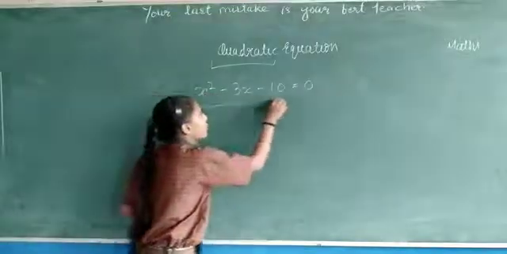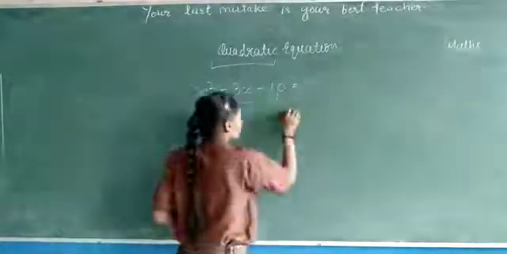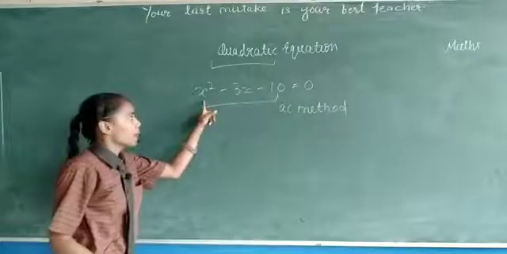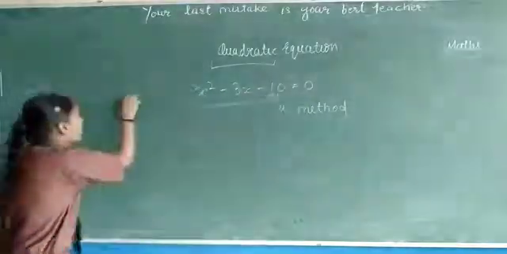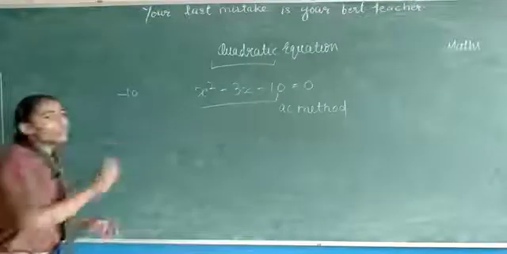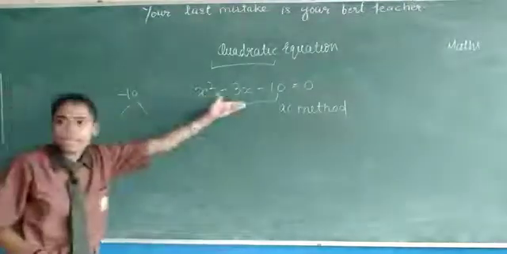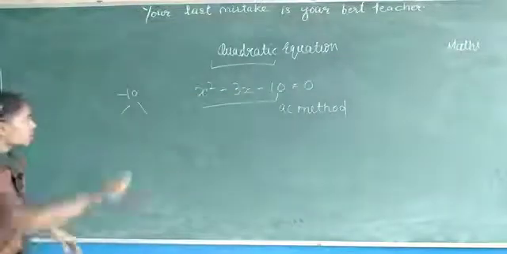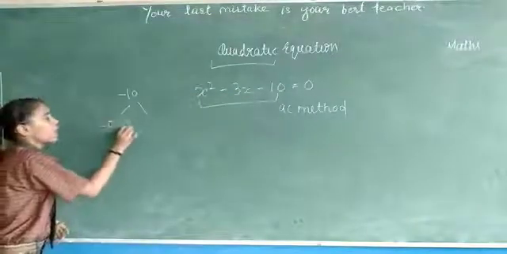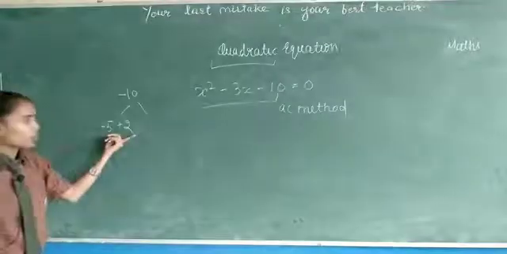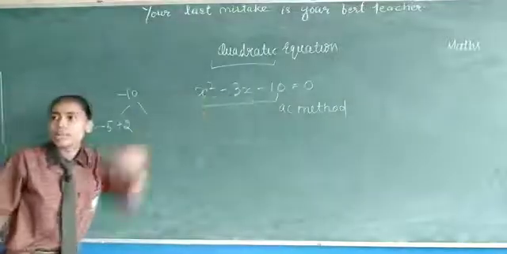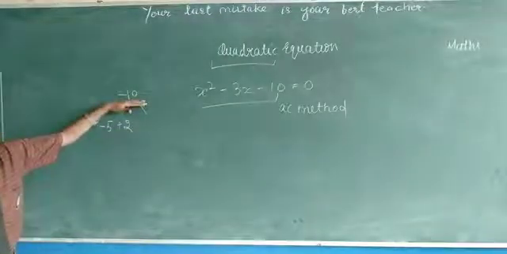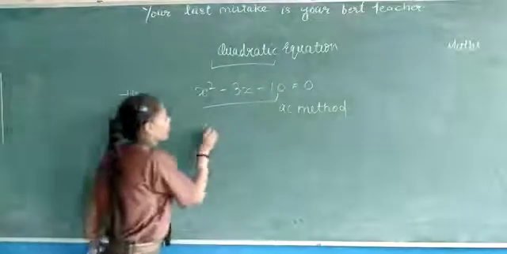Now we will use the AC method, which means we multiply the first and last term, so the output will be minus 10. We have to find two numbers which satisfy that. We will split the minus 3 into two numbers, minus 5 and positive 2. When we add them, the answer is minus 3, and when we multiply them, the answer is minus 10. So put those values here.